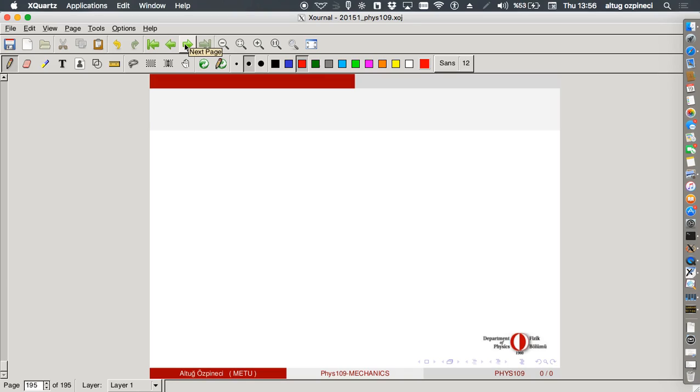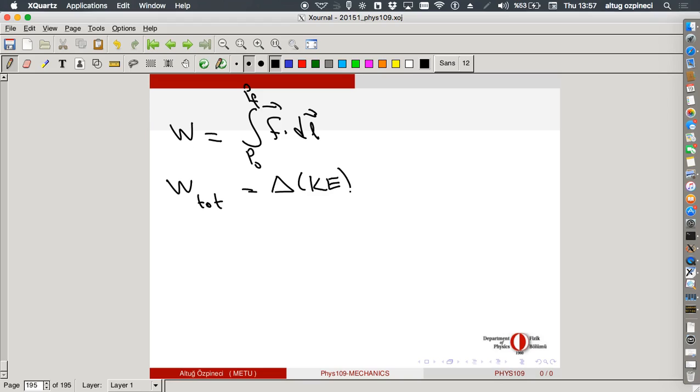So what we were doing on Tuesday. Starting from last week, we had defined this concept, the work, the integral of F.dl from some initial point to some final point. This was the work. And we had also shown that if we calculate the total work done on an object by all the forces acting on the object, this is equal to the change in the kinetic energy, where the kinetic energy we had defined as 1/2 m, the speed squared.